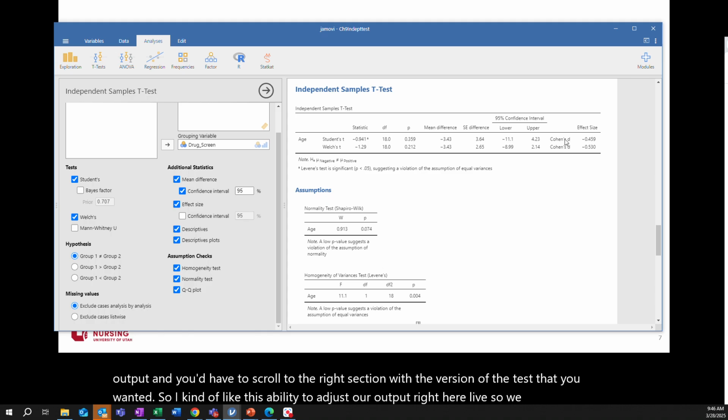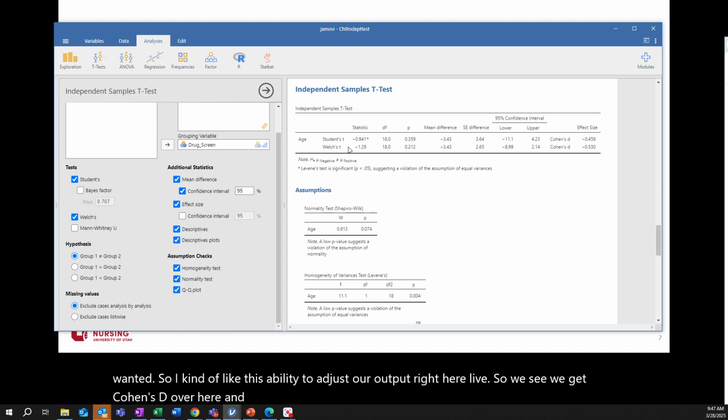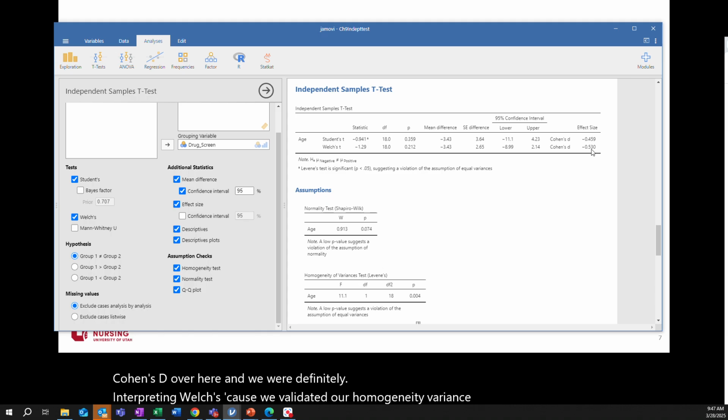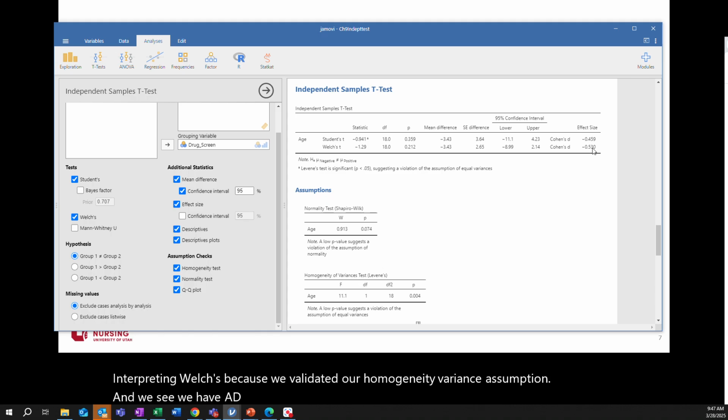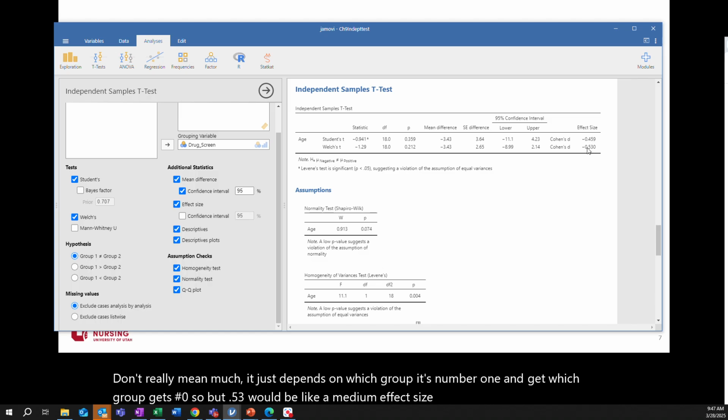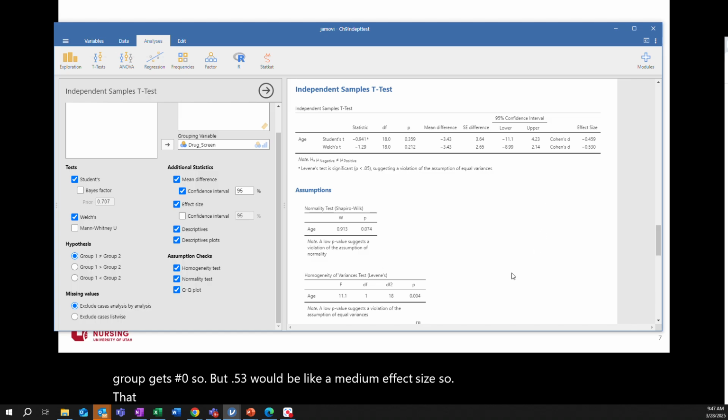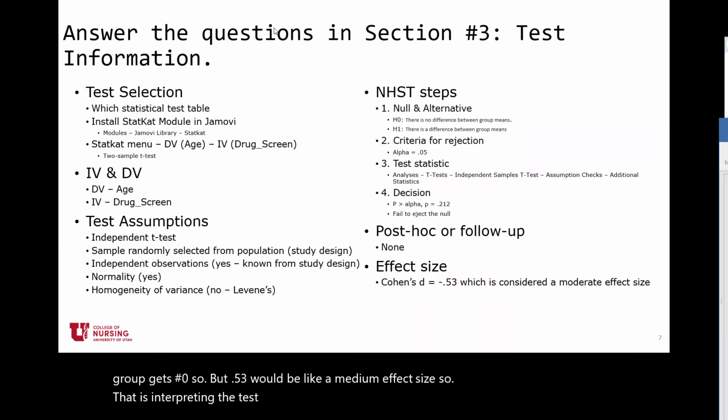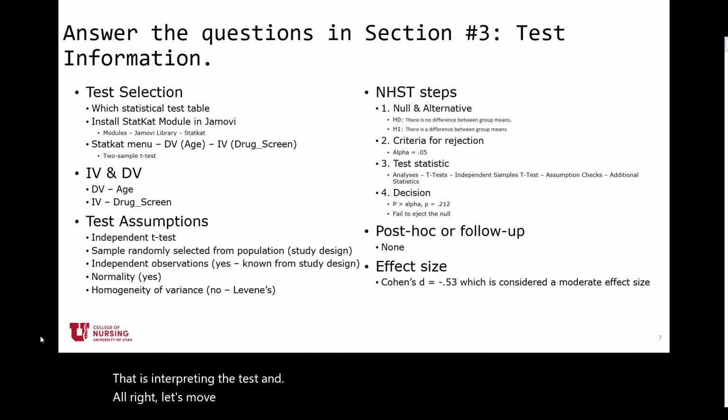So we see we get Cohen's d over here, and we were definitely interpreting Welch's because we violated our homogeneity of variance assumption. And we see here we have a d of negative 0.530. The positives and negatives don't really mean much. It just depends on which group gets numbered 1 and which gets numbered 0. But 0.53 would be like a medium effect size. That is interpreting the test. And all right, let's move on to see what else I put in here.